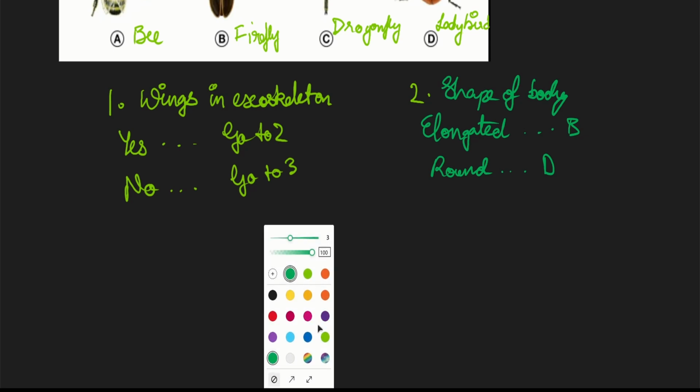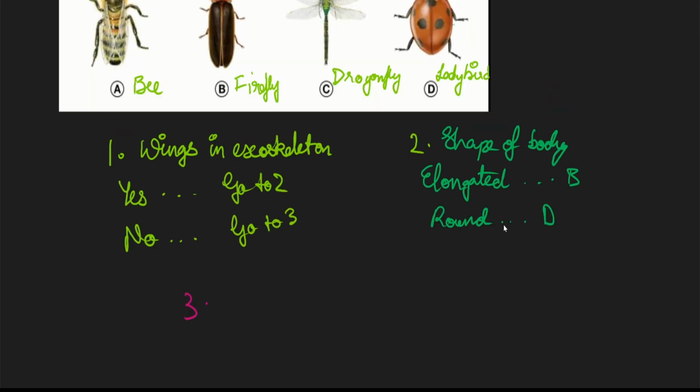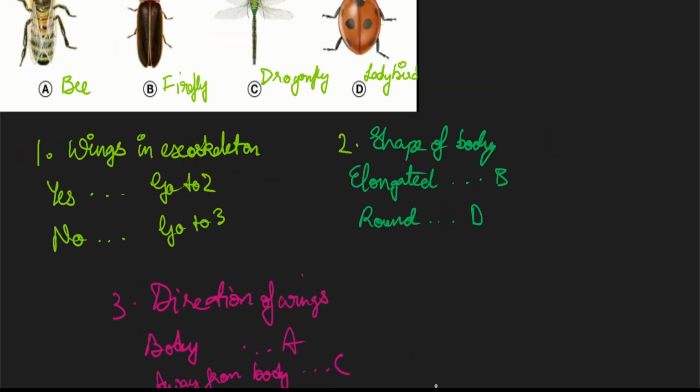Now, when we're comparing A and C, you can look at the direction of where the wings are pointing. In the first case, the wings are pointing towards the body, and in the case of the dragonfly, it's away from the body. So, towards the body is A, away from the body is C.